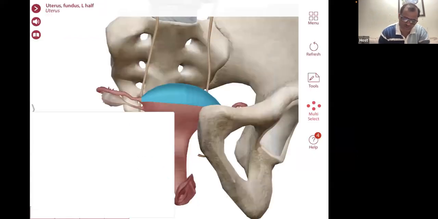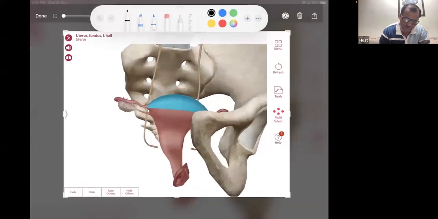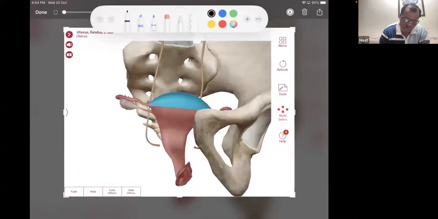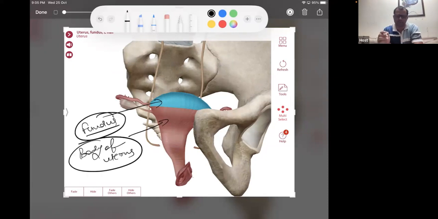Uterus में भी हम upper part को fundus कहते हैं. This is called fundus of the uterus. This part is called body of uterus, right? तो ऊपर fundus हो गया, ये ऊपर का part fundus.